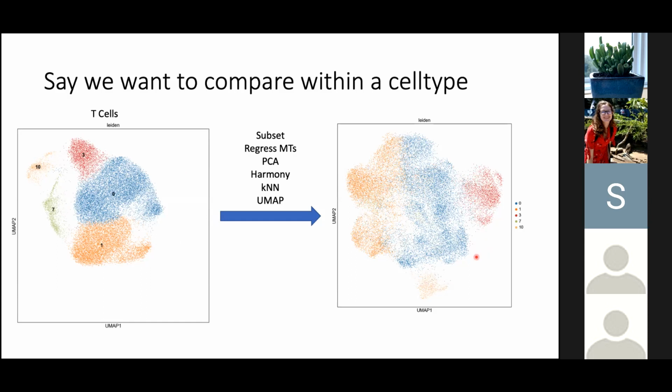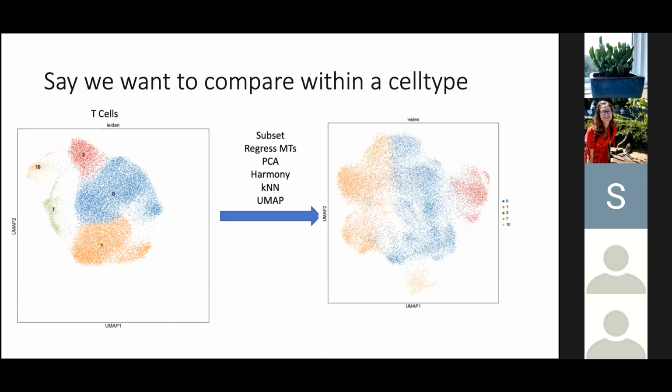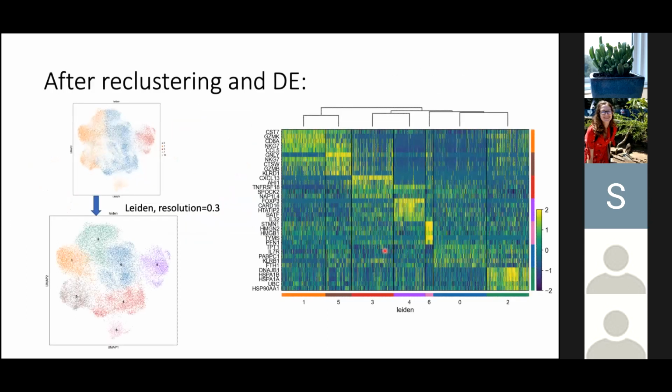It is important to always recluster, always redo your KNN, always redo your batch integration, and so on. And this kind of goes back to what you were talking about. So basically I reclustered this after doing another dimensionality reduction. I got, call it 5 clusters.